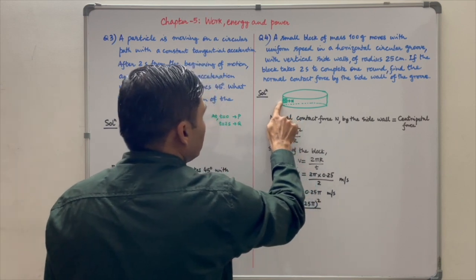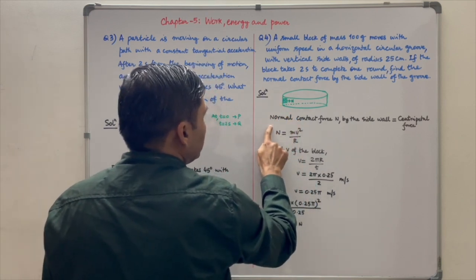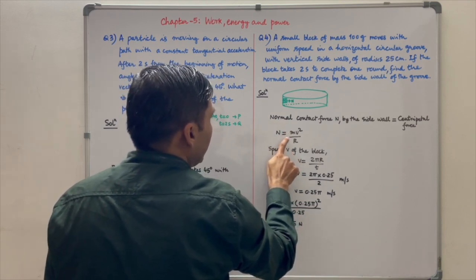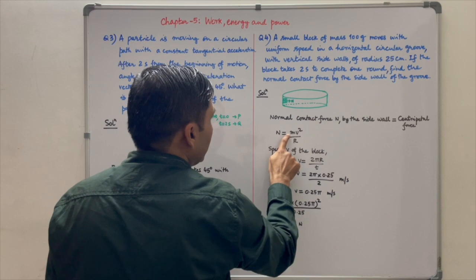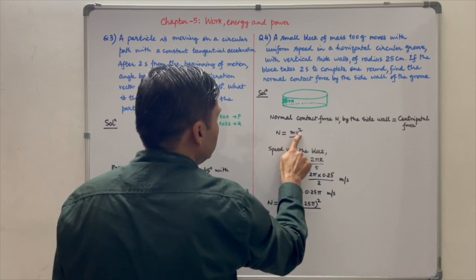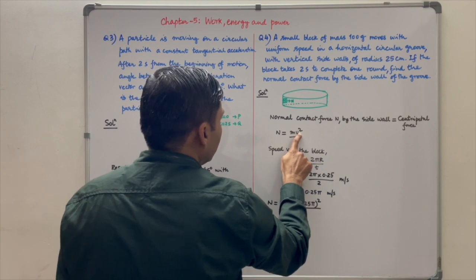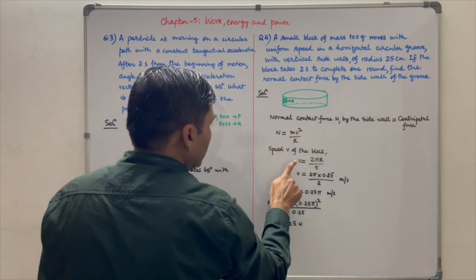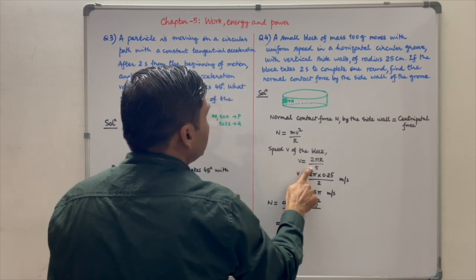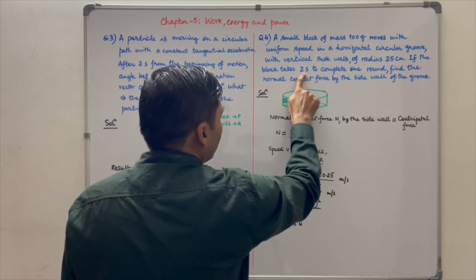So we have to calculate the normal reaction applied by the wall, which will be equal to the centripetal force, and it is given by mv square by r, where m is the mass of the block, r is the radius of the circular path, and v is the speed of the block. The speed of the block can be calculated by 2 pi r by T. It is given that it takes 2 seconds to complete one round.